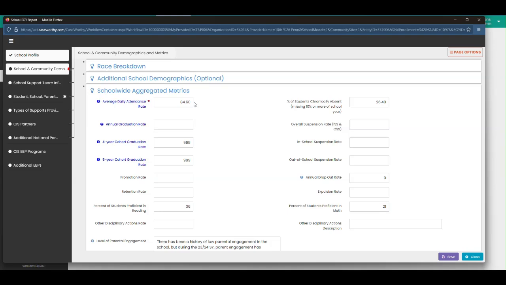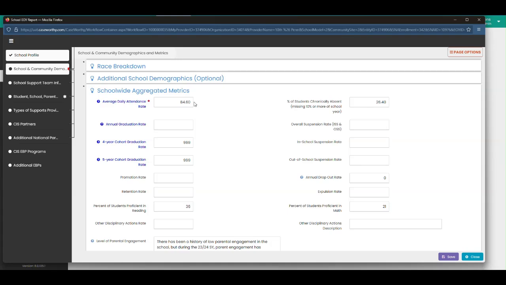But for everyone, regardless of whether or not you're a high school, you should have a 4 and 5 year cohort graduation rate entered. If you're in elementary and middle school, you're going to put in 999. That's the SISDM shorthand for NA, essentially. But we need to have a numeric value in there, 999. If you are a high school, we should have looked at this over the summer, but if it is empty or you need to update it, reach out to me. The 4 and 5 year cohort graduation rates are all different from the annual graduation rate. So all three numbers should be different in here.